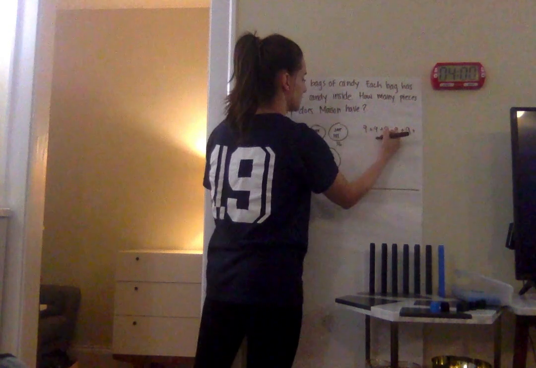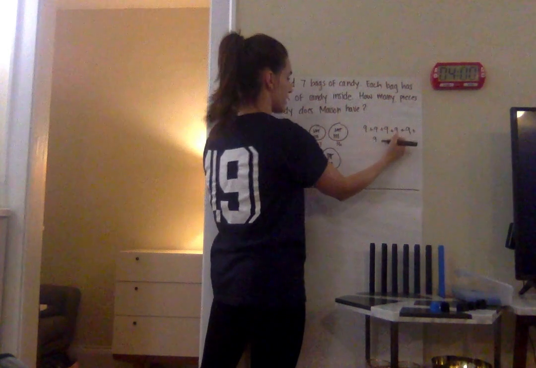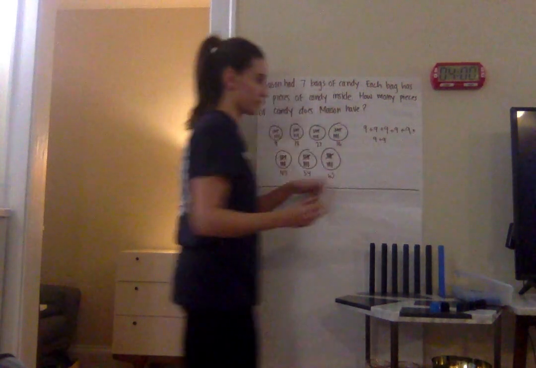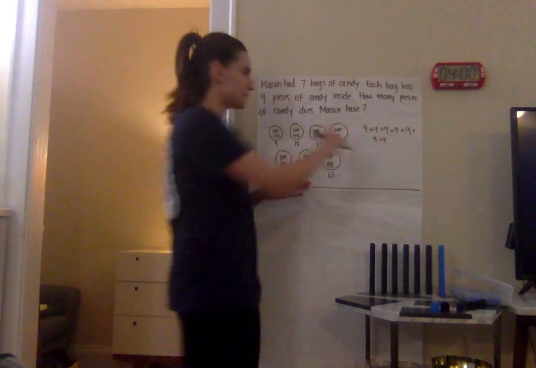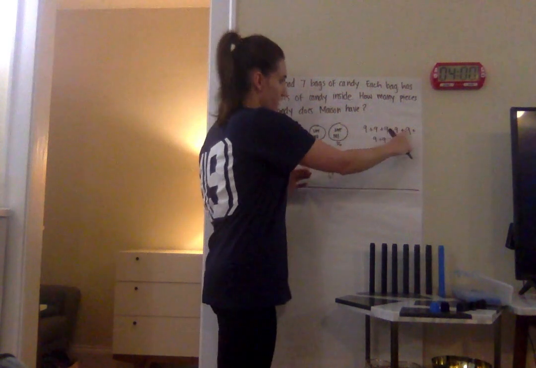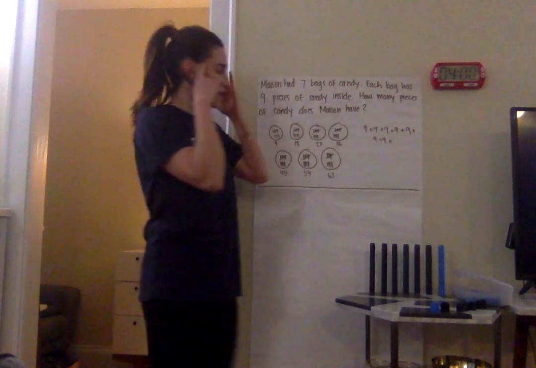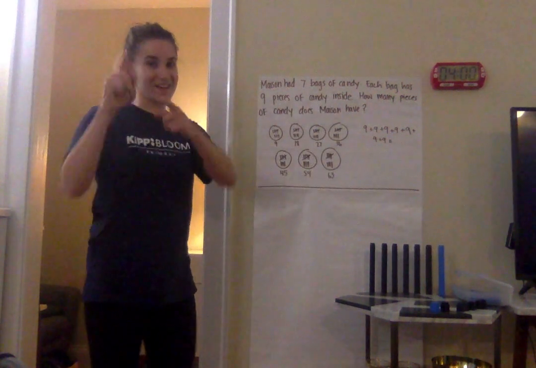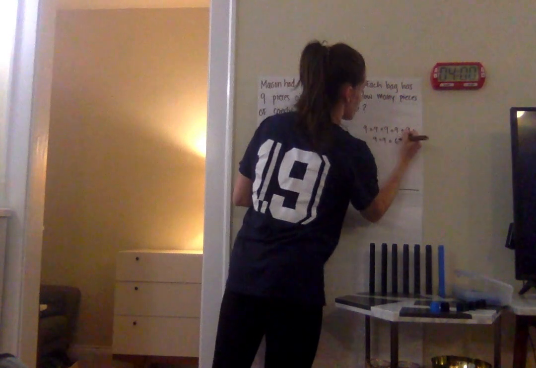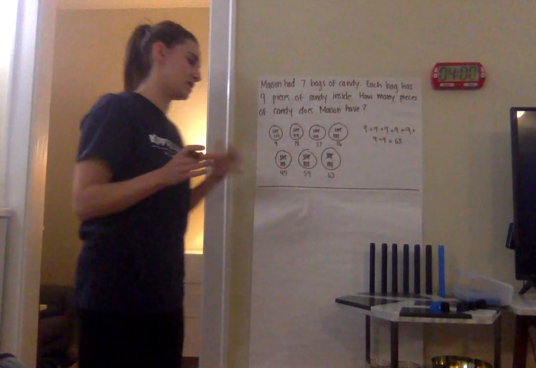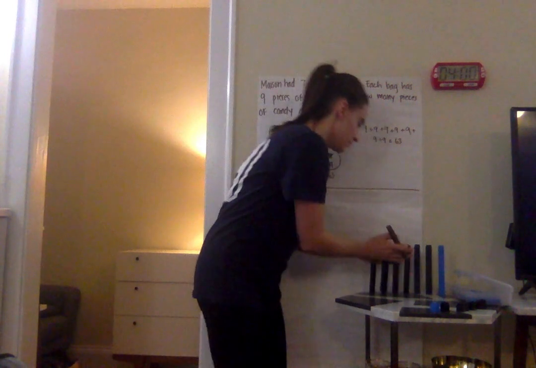Oh, I'm running out of space. Here's a sixth group of 9. Here's a seventh group of 9. Let's just make sure I have the right amount of 9s. 1, 2, 3, 4, 5, 6, 7. Perfect. And when I added all those 9s up, what did I get? I got 63. Beautiful. He has 63 pieces of candy in total. Awesome. Move these down so I don't knock them over.